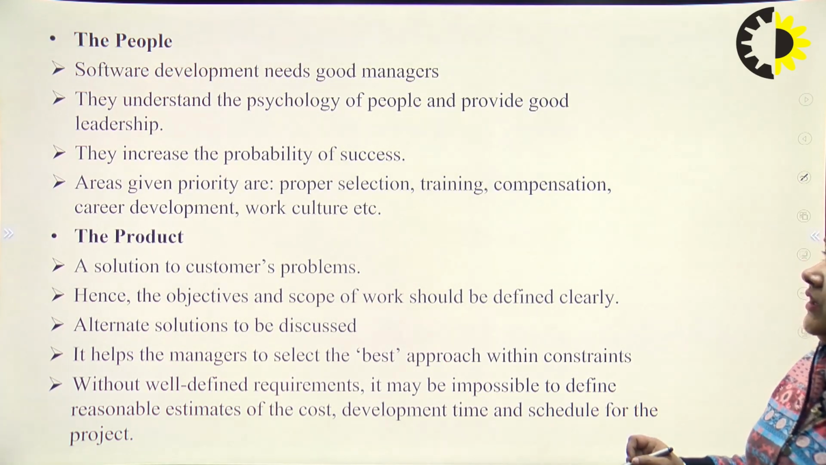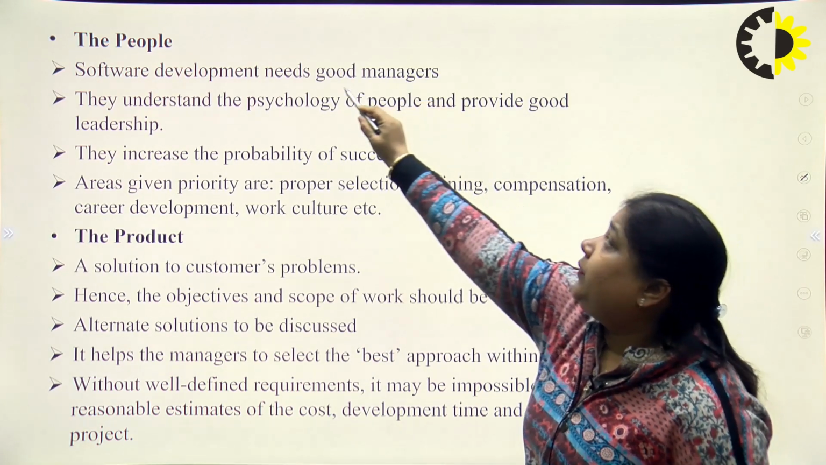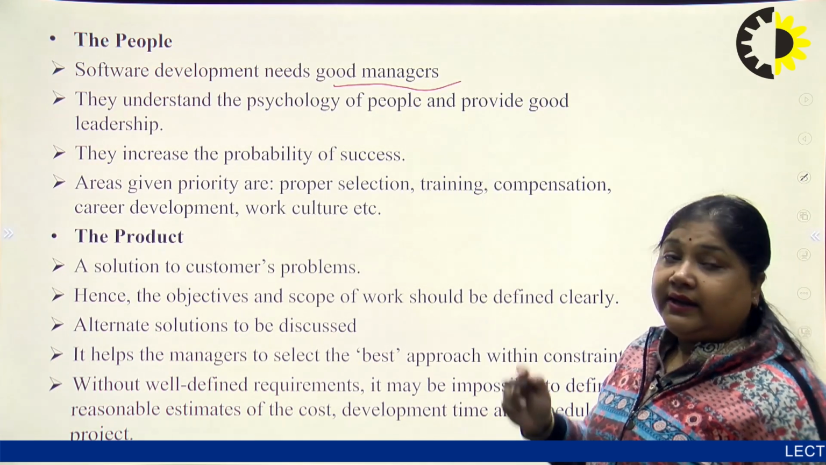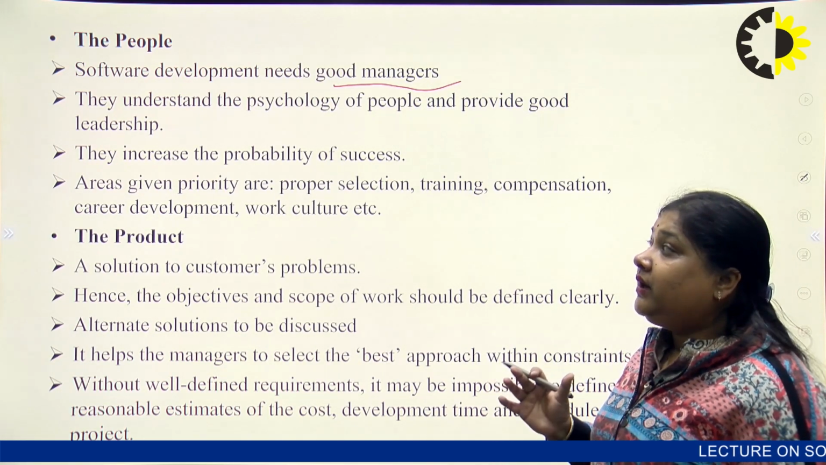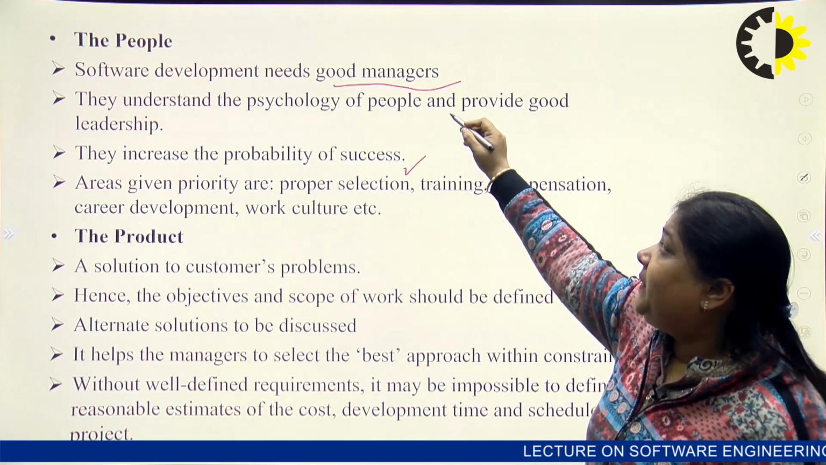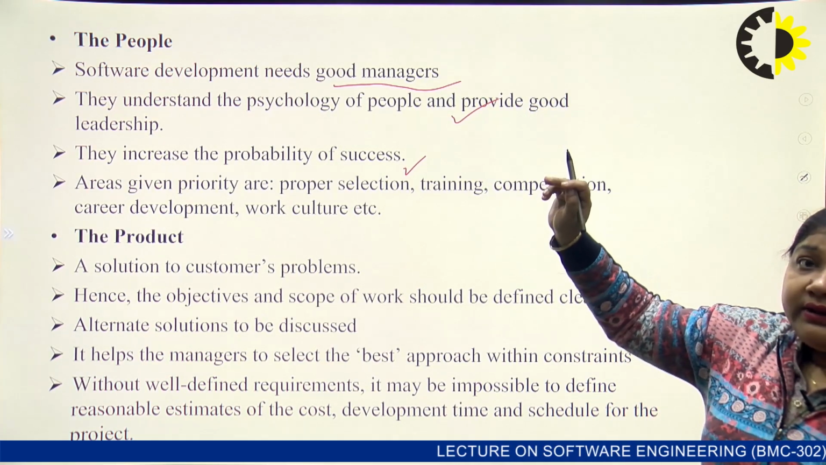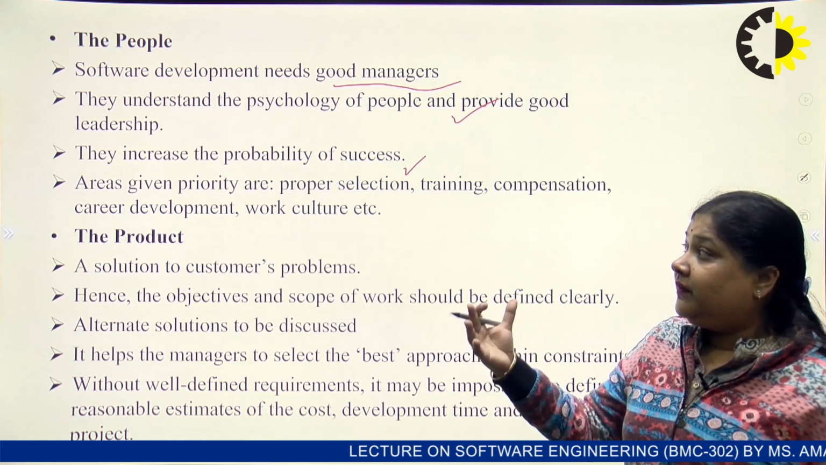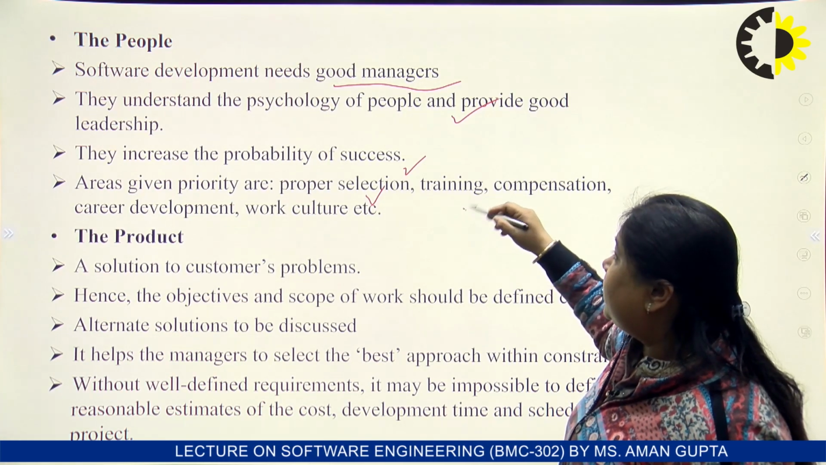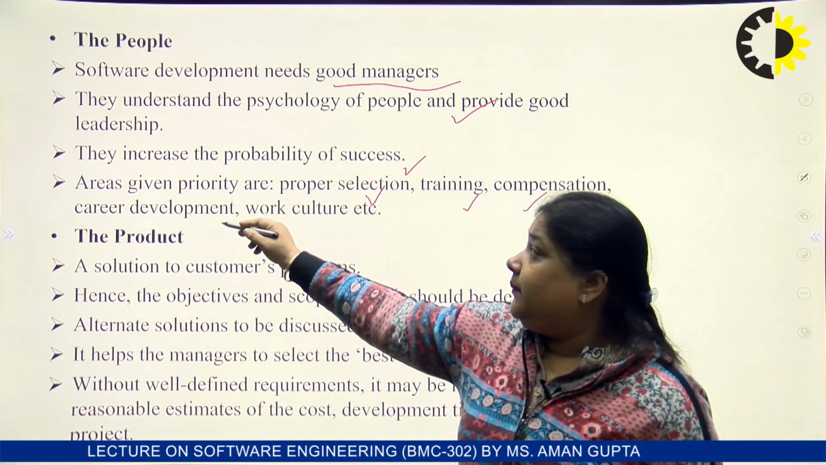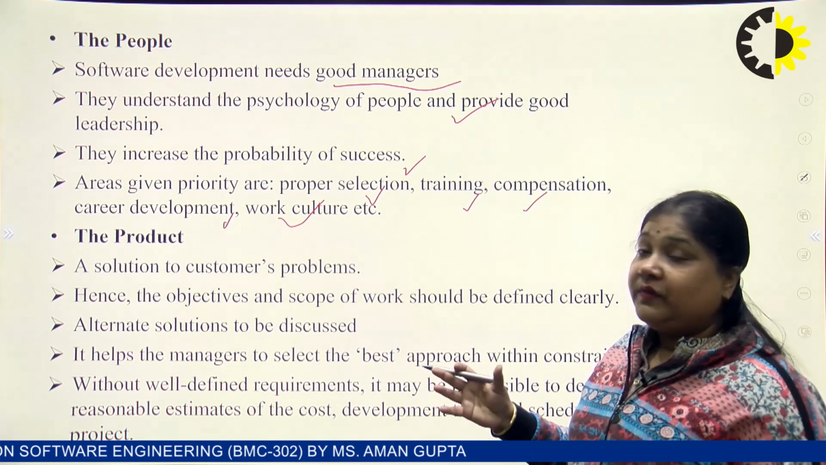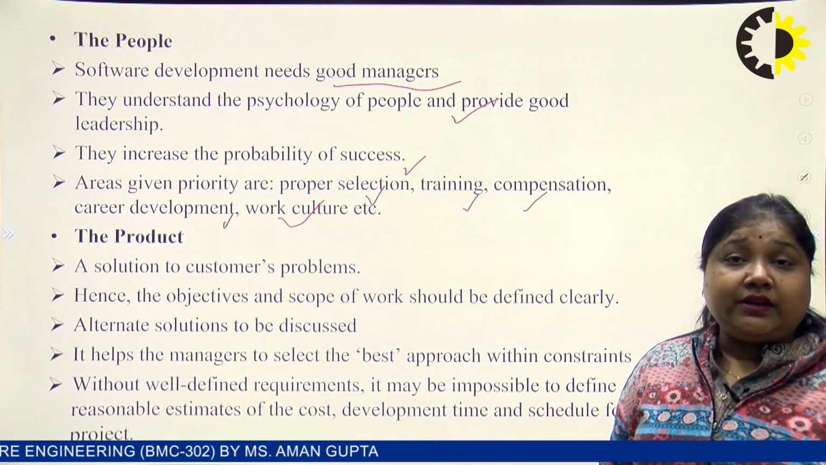Next, people: software development needs good managers. Good managers are needed when a software is being developed. They understand the psychology of people and provide good leadership, so they increase the probability of success. This is the role of the people who have some role in developing software. Areas in which they have a role are proper selection, training, compensation, career development and work culture. In all these domains, managers or the people involved have their roles.